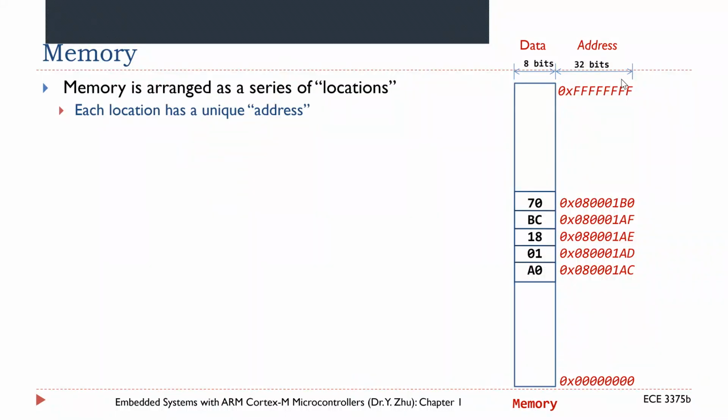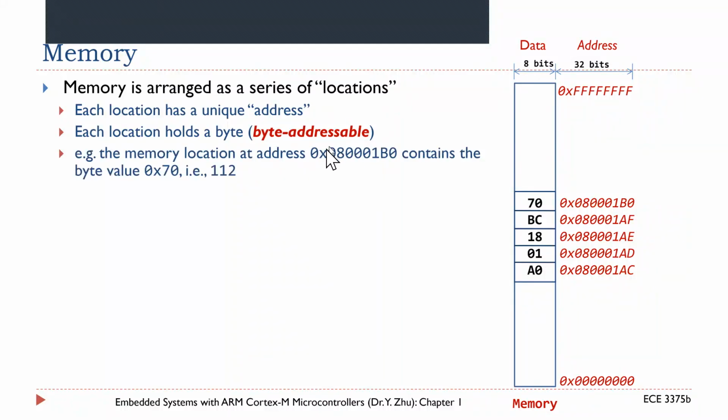And each location holds a byte, so we call it byte addressable. For example, the memory location at this address contains the value of this byte. That is the hexadecimal representation, or 8-bit representation, of the value inside the memory. So that is a hex 70, which is equivalent to 112 in decimal.